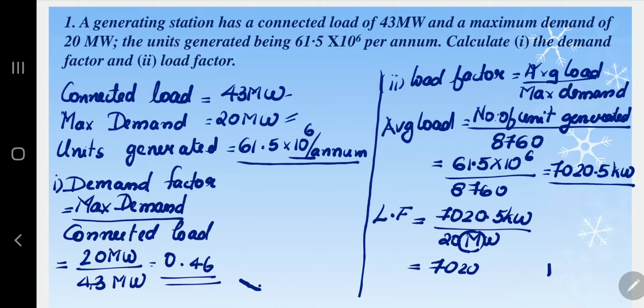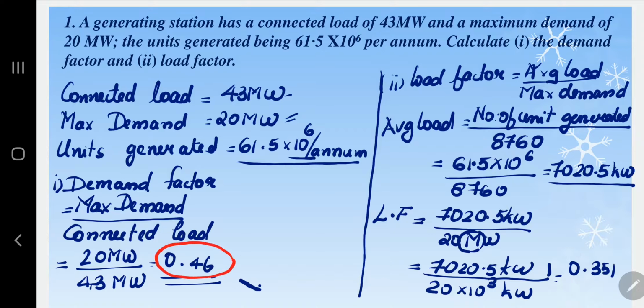So 7020.5 kilowatts divided by 20 into 10 raised to 3 kilowatts, and your answer becomes 0.351. So now we have completely solved the problem. The answers are: the demand factor is equal to 0.46 and the load factor is equal to 0.351. Note that these two answers will not have any units, as the numerator and the denominator have the same unit.